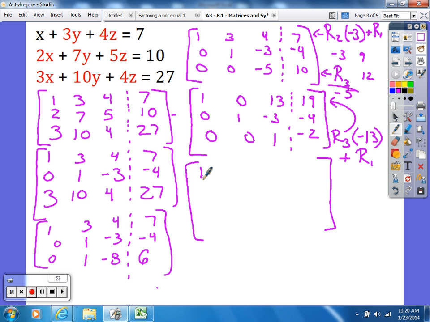So I get 1, 0, negative 13 and 13 will make 0. What's negative 13 times negative 2? 26 plus 19. So I multiplied this right here by negative 13, and I added it to that 19. Okay, so that'll be our last step we have to do here.